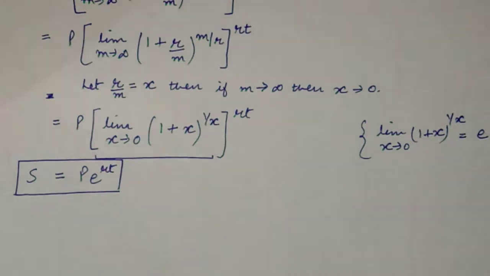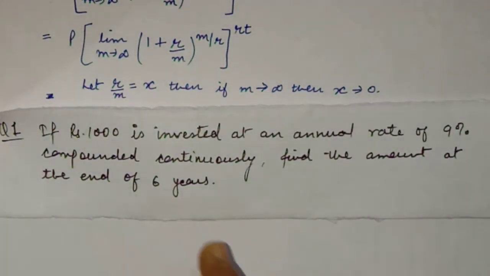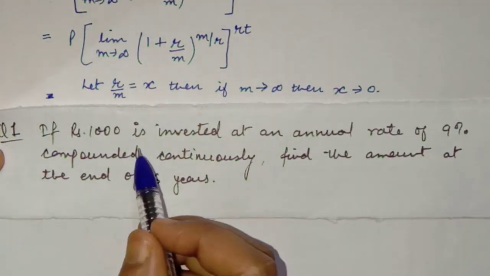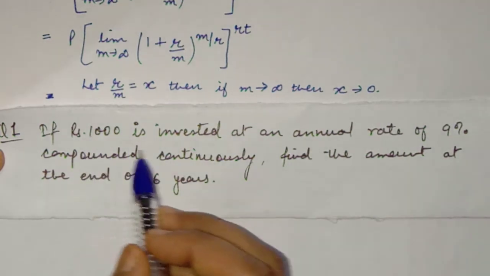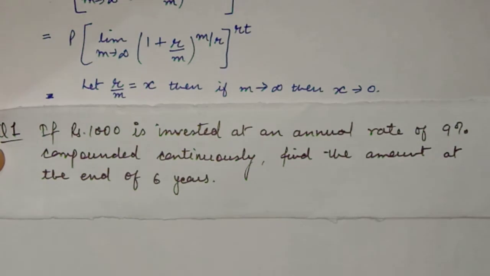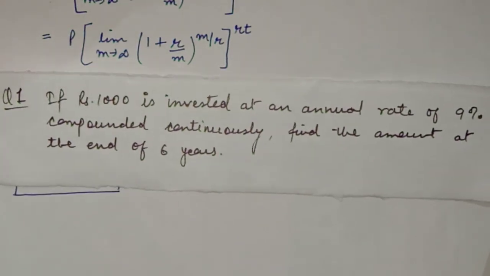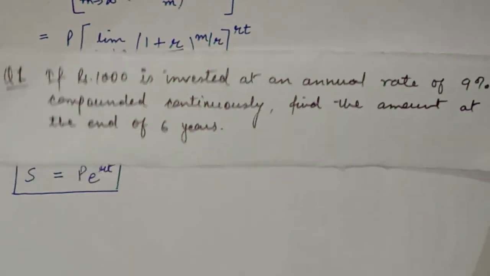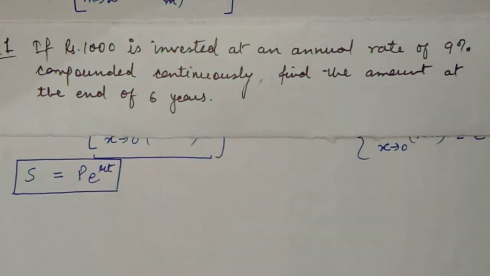Now let me take practical problems to show you how to solve the problems related to this topic. So for this, I have taken the first problem: if rupees 1000 is invested at an annual rate of 9% compounded continuously, find the amount at the end of 6 years. So here we have to find out the future value of rupees 1000 after 6 years when the rate of interest is 9% compounded continuously.